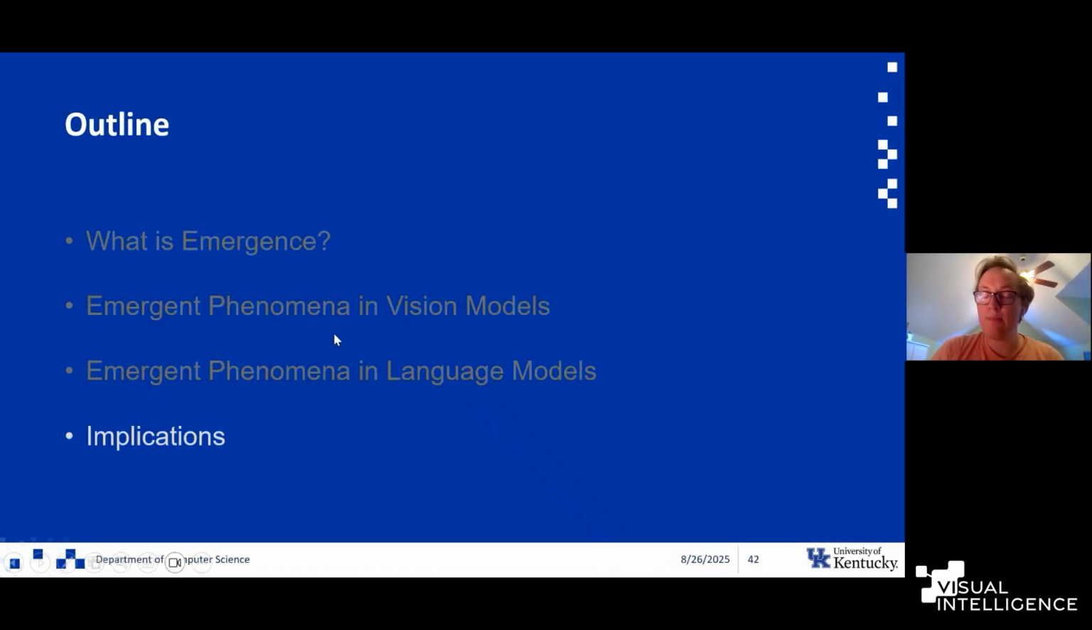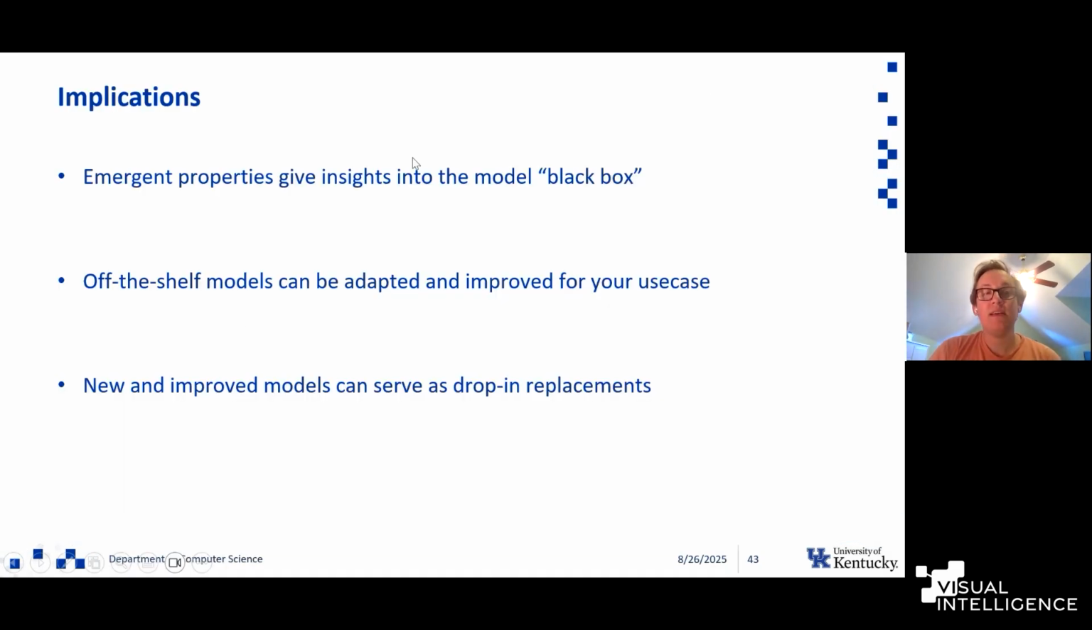So we'll wrap up with some implications for these emergent phenomena and tie everything back together. Across the board, I would claim that these emergent properties, like new capabilities or understanding model dynamics, give insights into the model black box. A lot of times it's not easy to understand what exactly is going on inside. An off-the-shelf model might say it works for a particular task, but it's not advertised for another task, so it's hard to know where it's applicable.